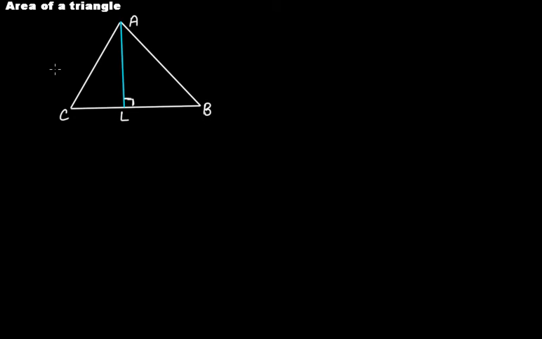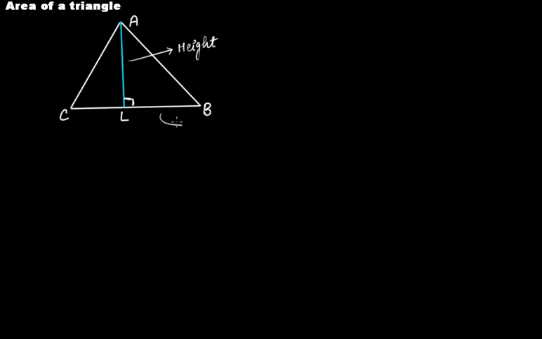How to calculate the area of a triangle. In this figure, we have a triangle ABC. From vertex A, we have drawn a perpendicular on side BC. This perpendicular is called the height or altitude, and it makes 90 degrees with this side.